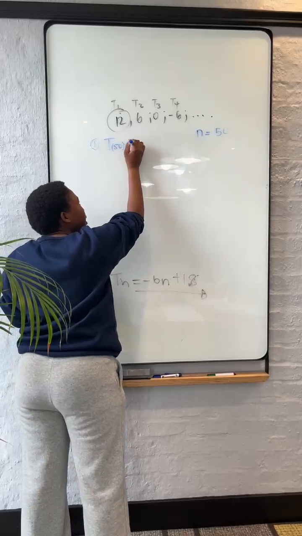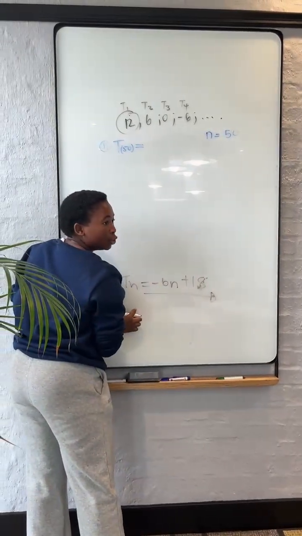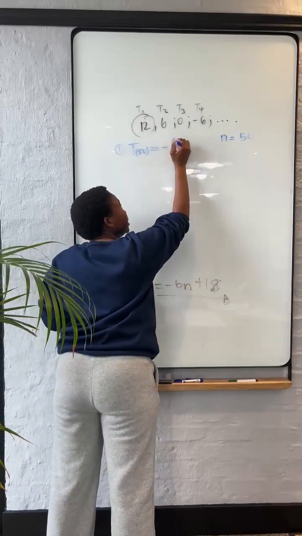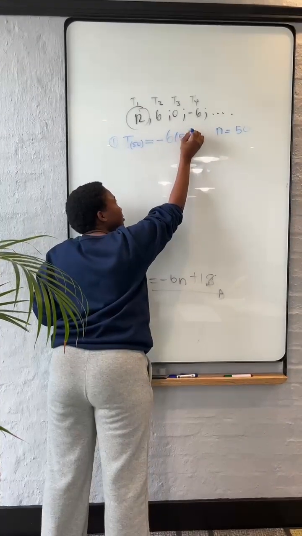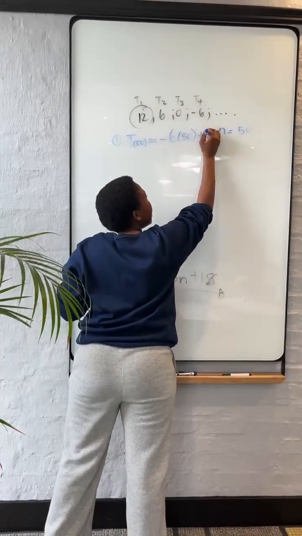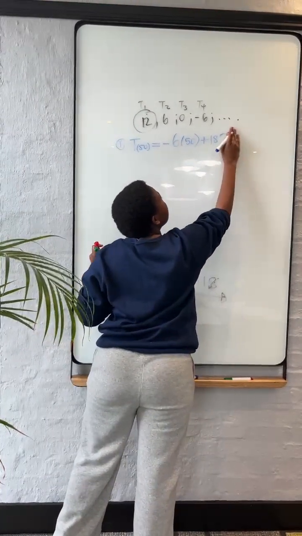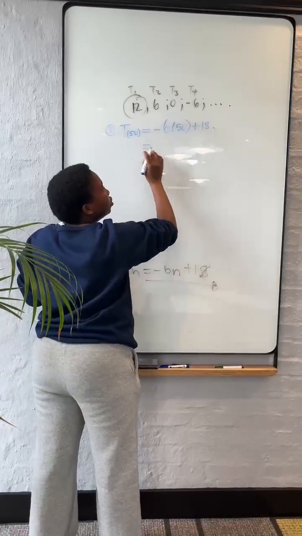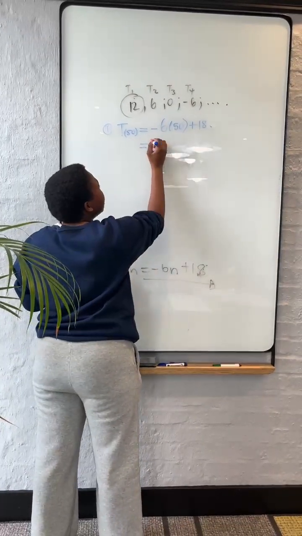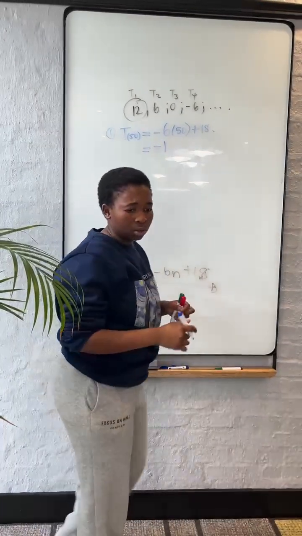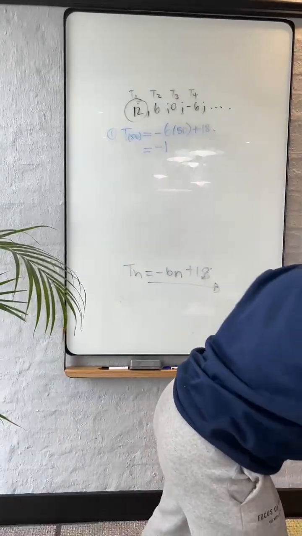T50 is equal to, you take what you got, -6 times 50 plus 18. Don't mind this. Is equal to, then you put this in the calculator, it's going to be 110, is it 198? One something.